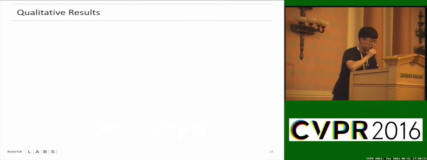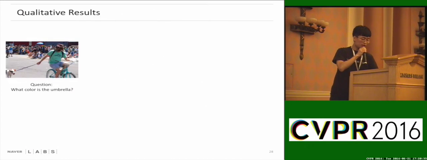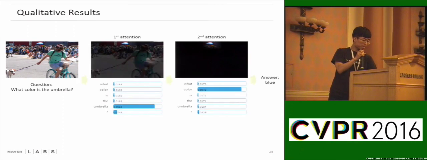Finally, I'd like to show some qualitative results from our method. In this example of what color is the umbrella, the textual attention actually moves from umbrella to color while reasoning the answer. In addition, the visual attention becomes much more precise with the help of textual attention.